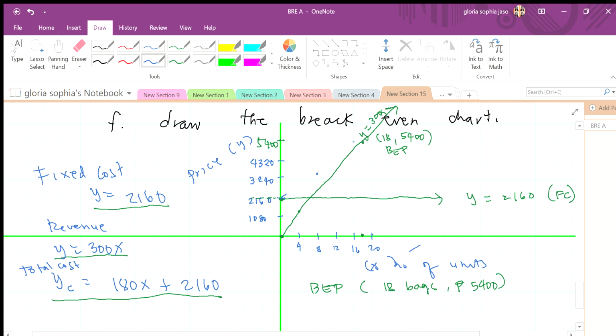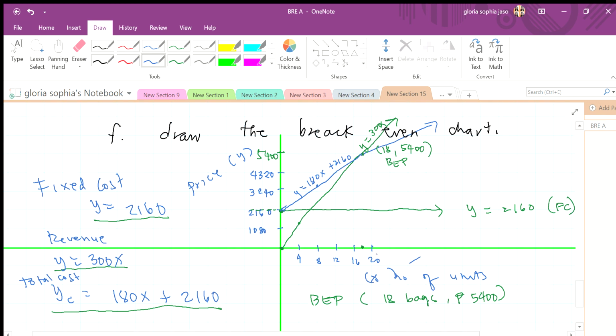We must remember, class, that our total cost will intersect here and will also pass through this point. So, this is our graph of y equals 180x plus 2,160, or our total cost. Okay. So, this is the graph of our break-even chart.